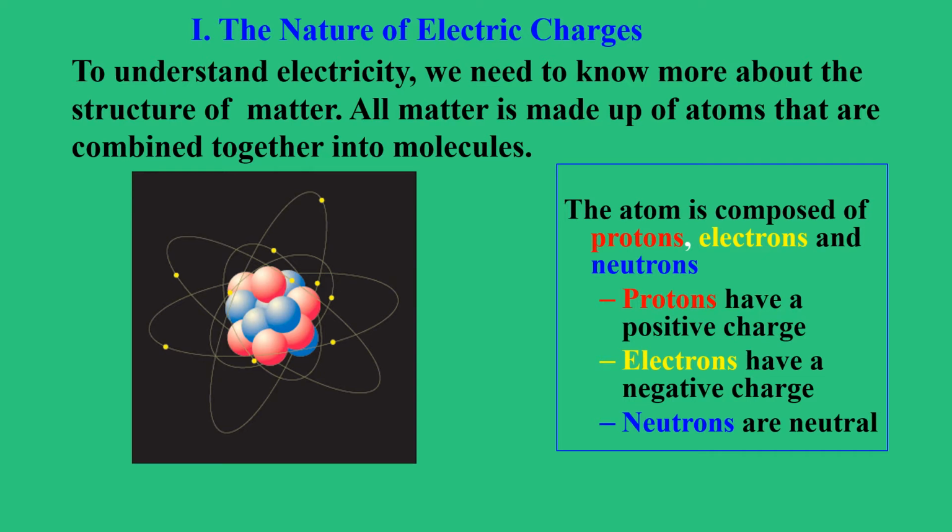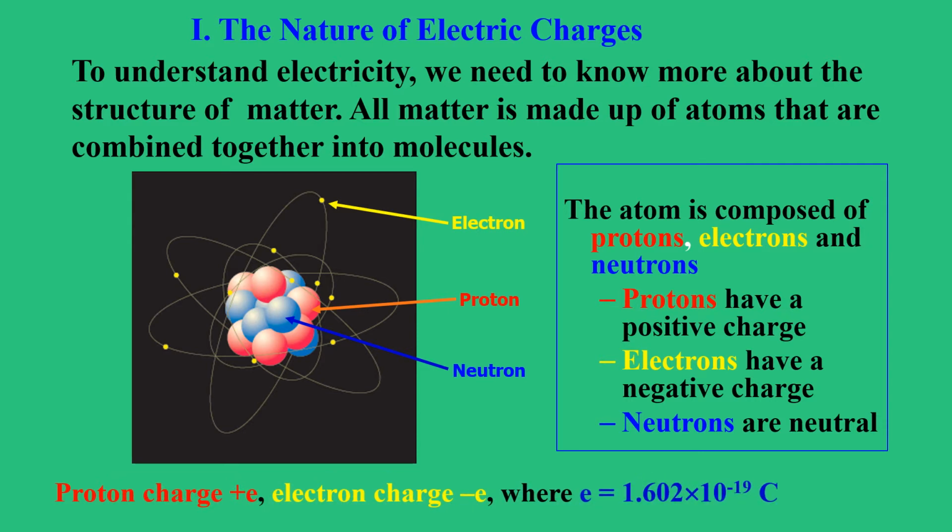To understand electricity, we need to know more about the structure of matter. All matter is made up of atoms that are combined together into molecules. The atom is composed of protons, electrons, and neutrons. Protons have a positive charge. Electrons have a negative charge. Neutrons are neutral. Proton charge is equal to positive e. Electron charge is negative e, where e is 1.602 times 10 to the minus 19 coulombs.